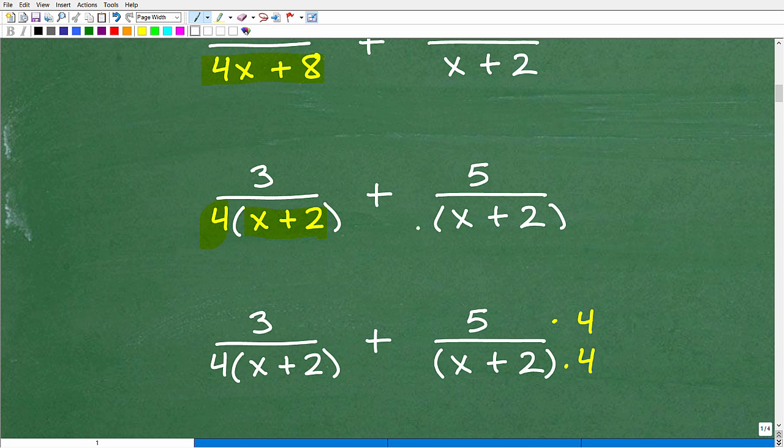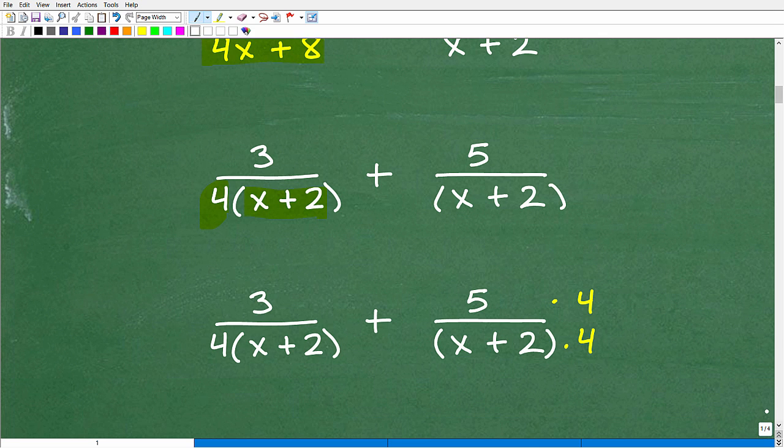So let's compare these denominators. This has an x plus 2, this has an x plus 2, this has a 4. So if I wanted to make these denominators the same, what can I do? Well, these would be perfectly the same as long as this guy had 4. If this one had 4, this would be the same as this. So why don't we just fix it up? Okay, so we'll multiply this one here by 4 and multiply this one by 4.